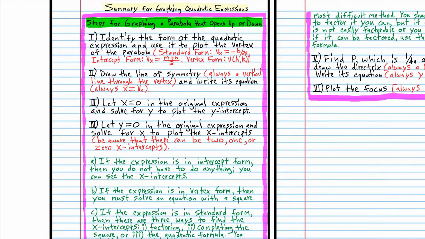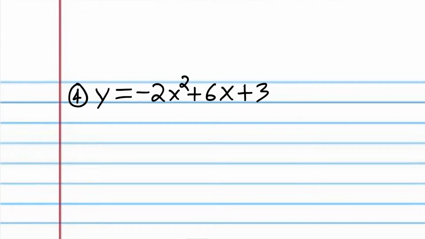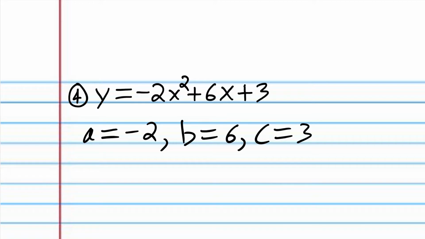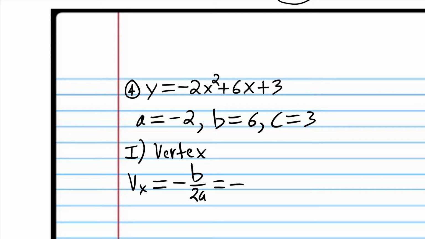So first step, identify the form of the quadratic expression. So what form are we in for problem number 4? Well, that's standard form. So we're going to go ahead and label constants in standard form. And first step is to find, of course, the vertex. So I'm going to label that step vertex. And when you're in standard form, the x value of the vertex is -b over 2a. That's just the way it always is. And b is equal to 6, and a is equal to -2.